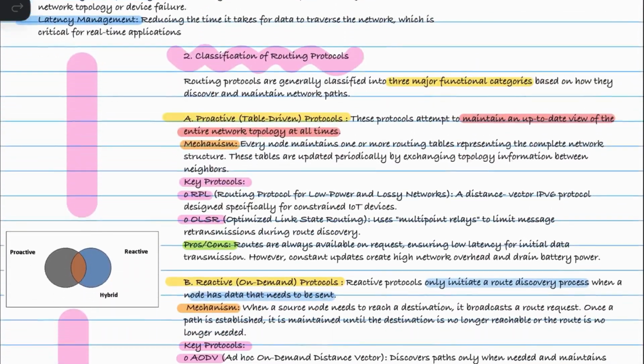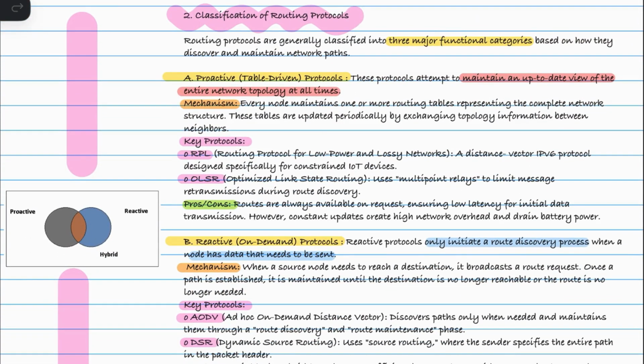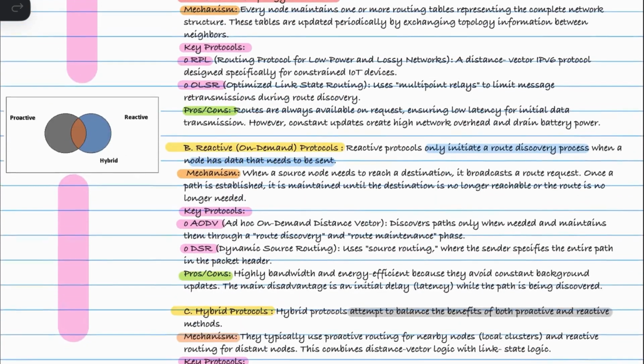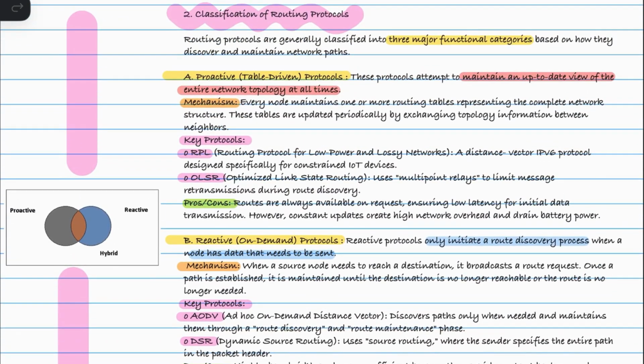Alright, now we'll talk about the classification of routing protocols. The protocols of routing are divided into 3 parts. Right? There are 3 types. First class is proactive protocols. It is also known as table driven protocols.